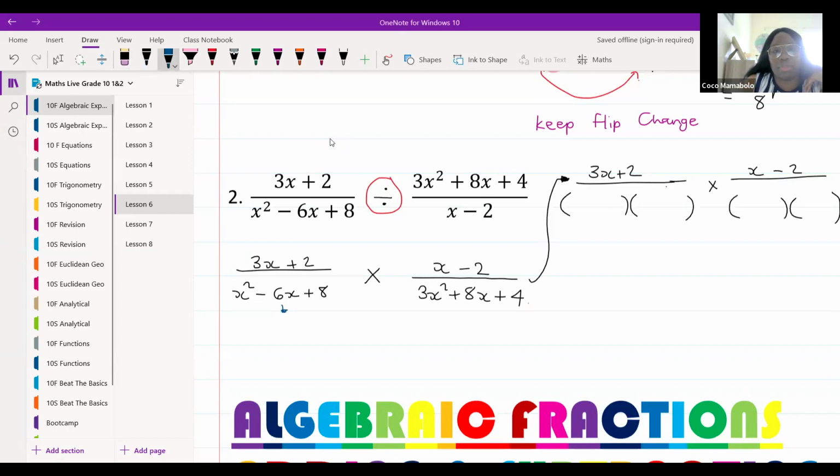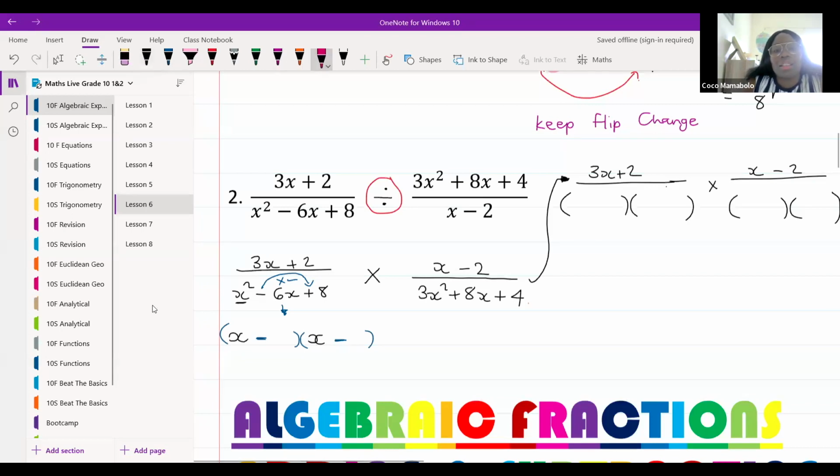In this trinomial, I know that one of my signs needs to be a negative. Then my next question is, a negative times what will give me a positive? A negative times a negative, correct. That means my other bracket will also have a negative. Then I need to find the factors of x squared. I know that the factors of x squared are x and x.